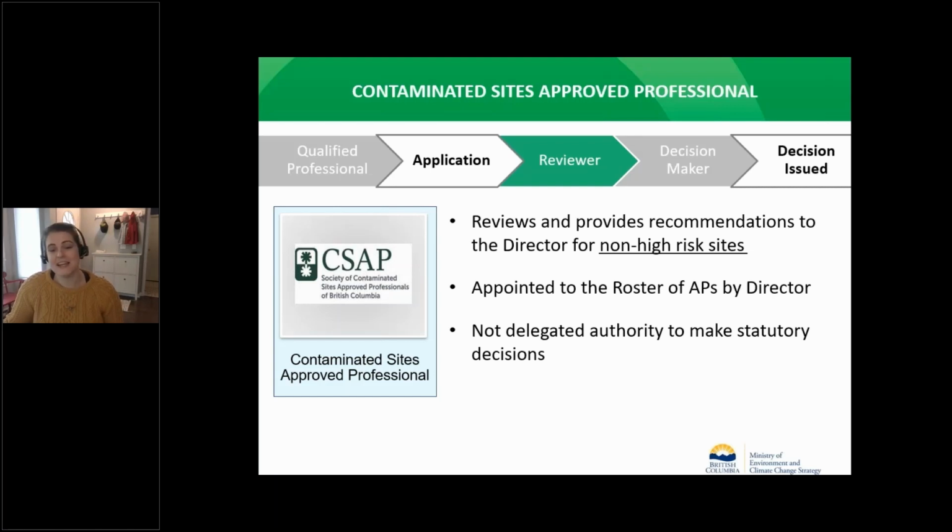As with an application that is reviewed by a ministry reviewer, an application reviewed by an AP moves to a decision maker for consideration once their assessment is complete. Next slide, please.